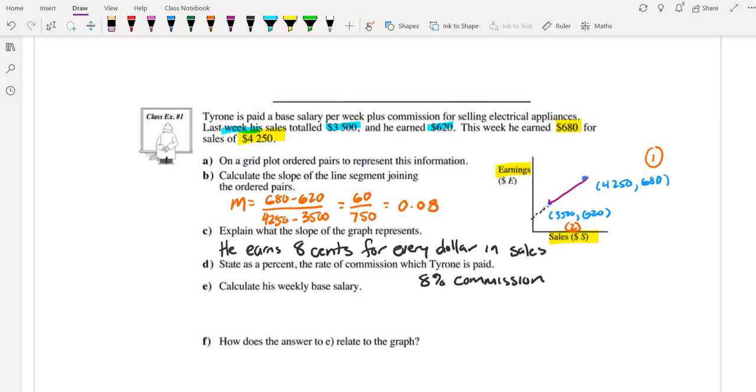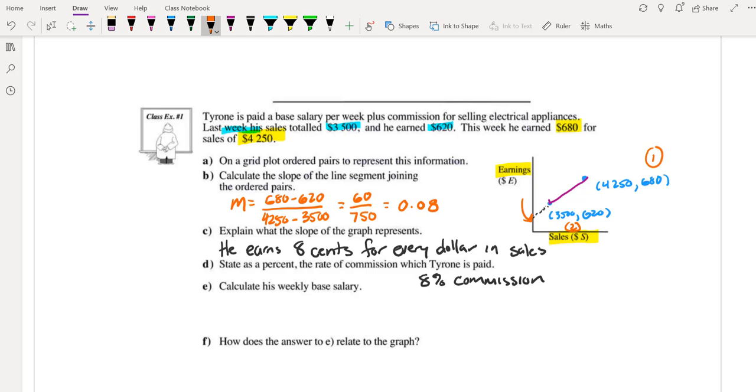So what would this point on the graph here represent? Where his sales are equal to 0, but he has an earning. What does that represent, right? So if you're working sales, there is typically a base salary that you get paid, right? So even if you don't sell any appliances or a car that week, you're still earning an income. So on the graph there, the y-intercept represents your base salary. Okay.